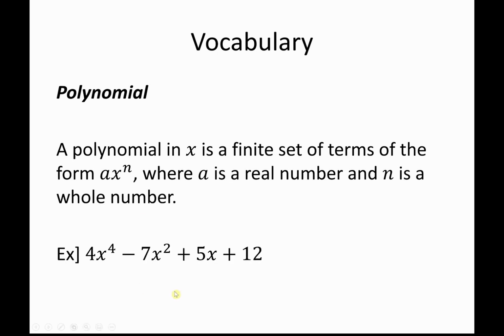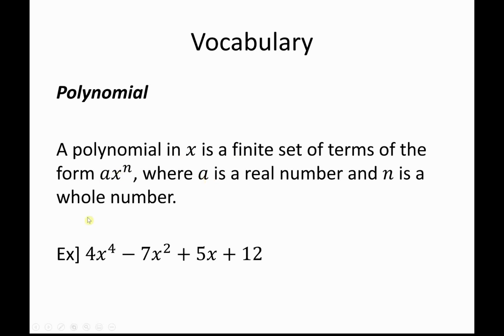So here is an example of a polynomial. Notice that it's a finite set of terms. There are 1, 2, 3, 4 terms. Terms are always separated by addition and subtraction, okay? The first term is 4x to the 4th power. The last term is 12, and then there's 2 terms in between, right?